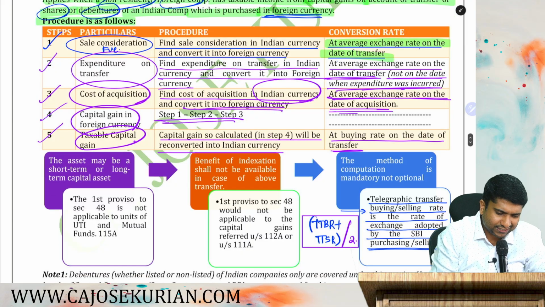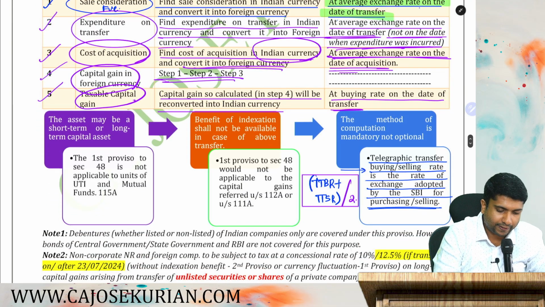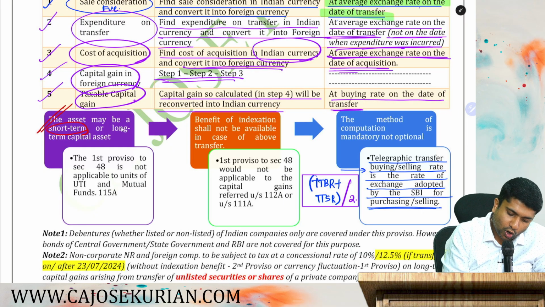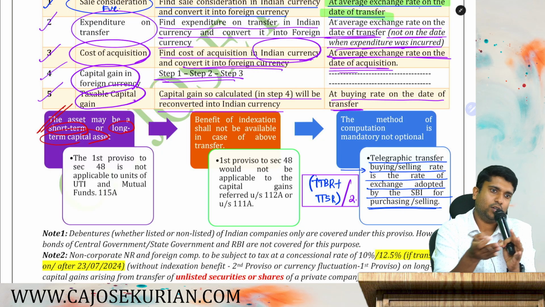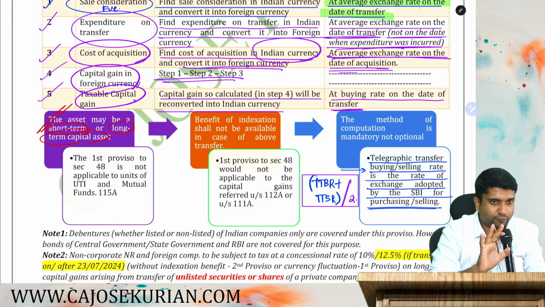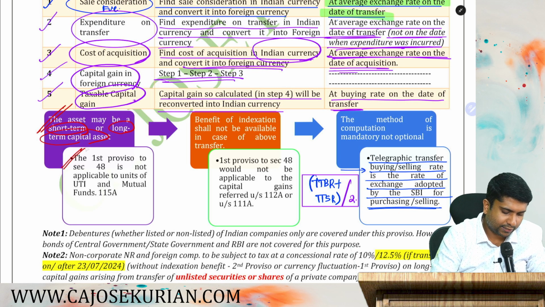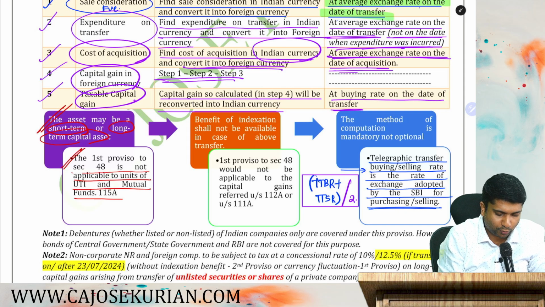Not yet over. There are certain notes, support notes we can say, in relation to this. Note number 1. The asset may be a short-term or long-term capital asset. Asset can be short-term, asset can be long-term. Doesn't matter. You must follow this procedure. Second one, the first proviso to section 48 is not applicable to units of UTI and mutual fund.